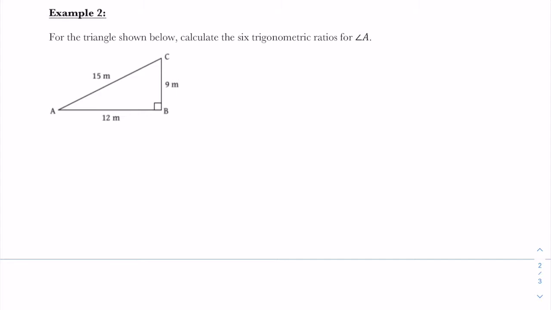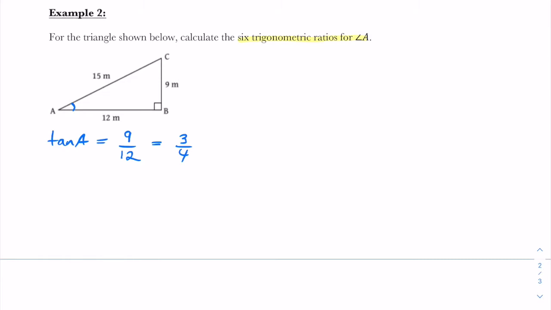In example 2, we're asked over here to calculate the 6 trigonometric ratios for angle A. So those 6 ratios would be the 3 we already know, sine, cos, and tan, as well as the 3 new reciprocal ratios. So here's angle A. Let's get started with one of the 3 we know. Let's say tangent. Tan of angle A is equal to opposite over adjacent. The opposite side to angle A is 9, and the adjacent is 12. So tan of angle A is 9 over 12, which reduces to 3 over 4 in lowest terms.